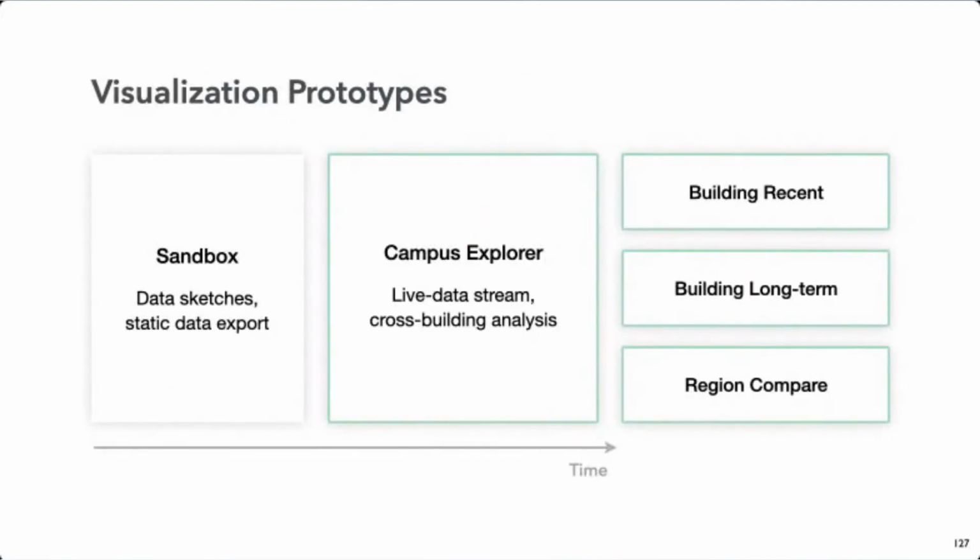So what we ended up doing is taking our initial sandbox for experiments, we ended up building 4 different prototypes. And there was a campus explorer where we actually were getting live data for an entire campus that was getting fed in, and it was useful for analyzing across multiple buildings. But then people often cared about things like, well, a single building but recent usage, or a single building but long-term usage, or just compare regions that could be anywhere across an entire campus at a pairwise level.